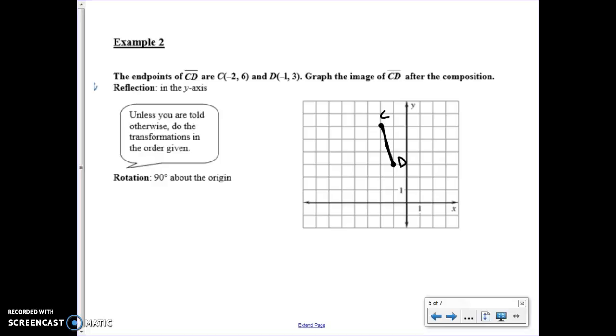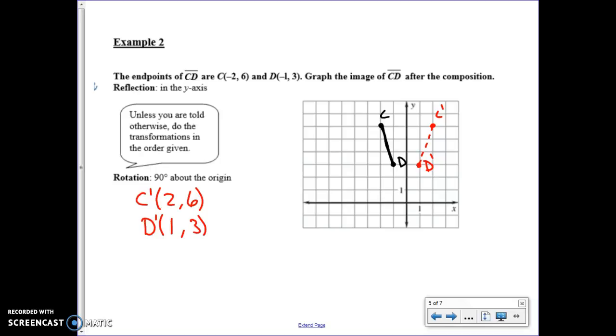Now, reflecting over the y-axis. So for C prime, when I reflect over the y-axis, it's the x that changes. So I have a positive 2 and I still have a positive 6. And for D prime, it's a positive 1 and still a positive 3. So I'm going to go ahead and draw those in. So 1, 2, 1, 2, 3, 4, 5, 6. There's C prime. And then over 1 up 3 is D prime.